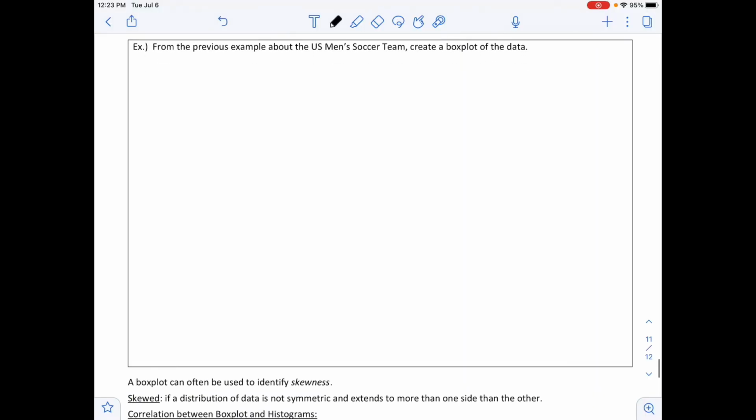The next example says, from the previous example about the U.S. men's soccer team, create a box plot for the data. We already came up with a 5-number summary for the men's U.S. soccer team. Our 5-number summary was: minimum value is 135, Q1 was 155, median was 170.5, Q3 was 180, and our max value is 215.